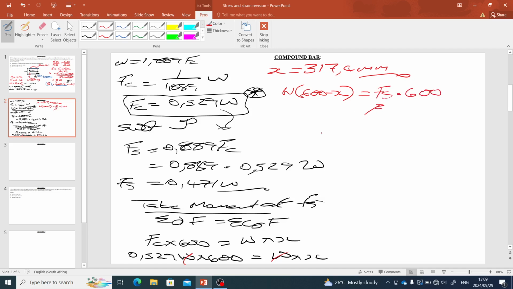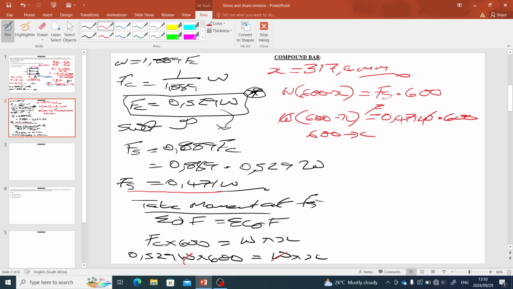But what is our F? The force that is acting on the Fs. The Fs, it is this. That means we will substitute the Fs with 0,471 W. Then we are having 0,471 W multiplied by 600. Then this side it is W, 600 minus X. Now the W and the W will cancel out. Then we'll be having 600 minus X.